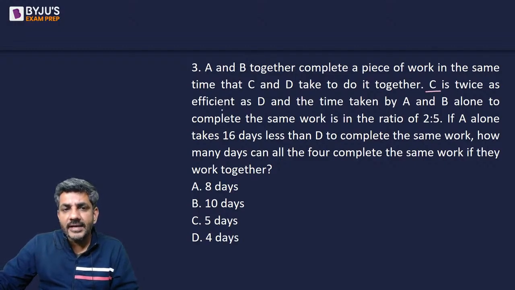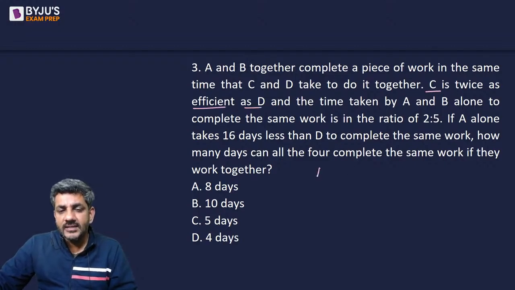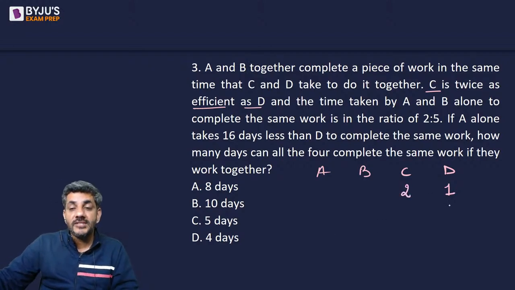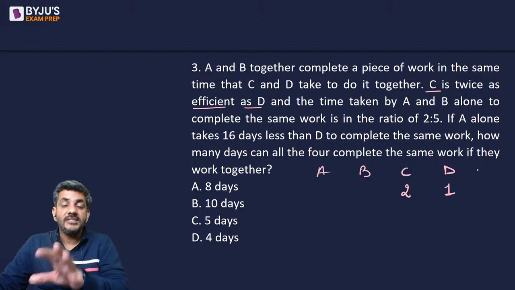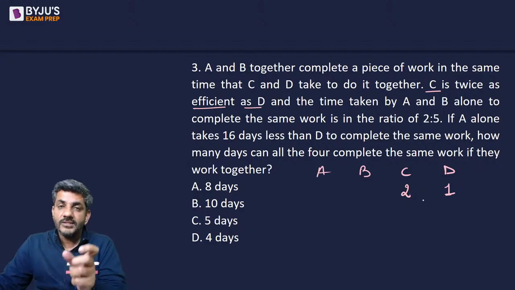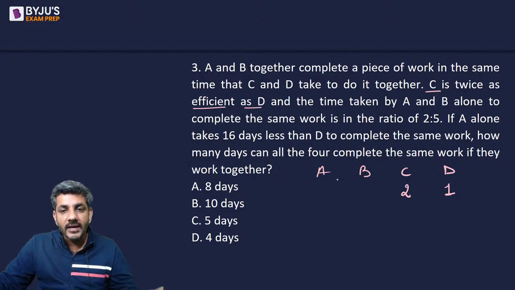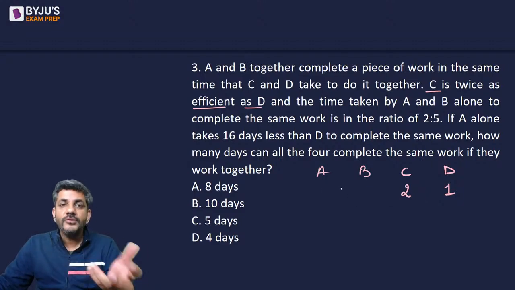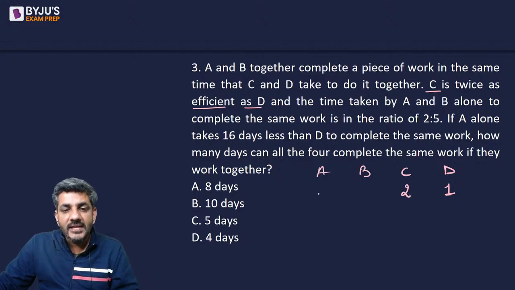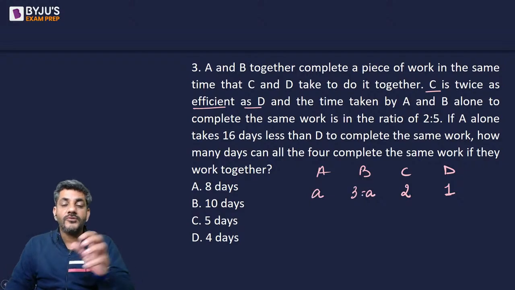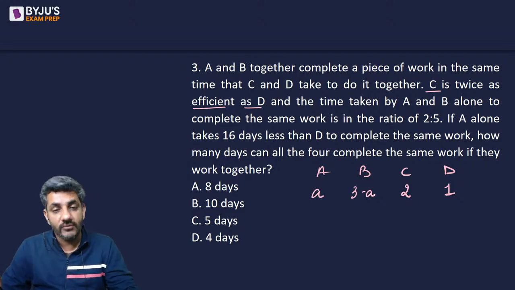C is twice as efficient as D. So if I talk about A, B, C, D, C is twice as efficient as D. That means if D makes 1 unit, C makes 2 units, because C is twice as efficient as D, right? I'm writing the efficiency here. So the total efficiency of C and D is 3. So the total efficiency of A and B should also be 3, right? So let us say A is making A units. So B is making 3 minus A units, because together A and B will also make 3 units.